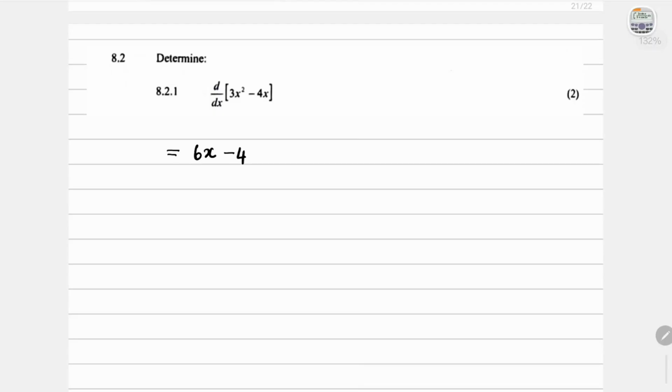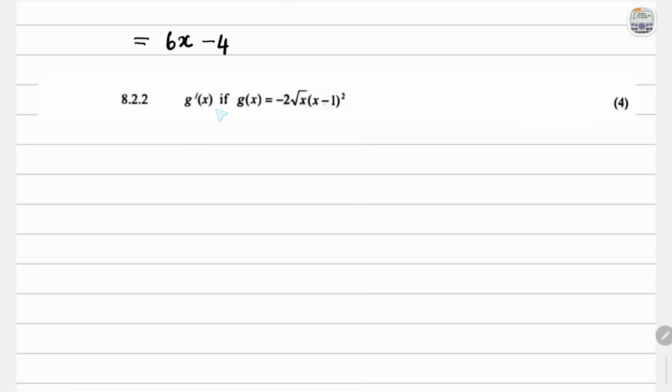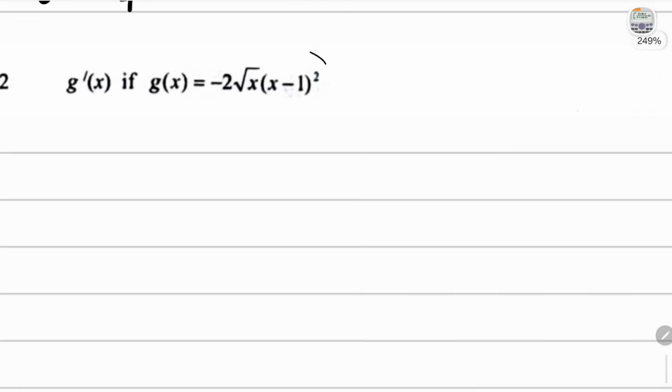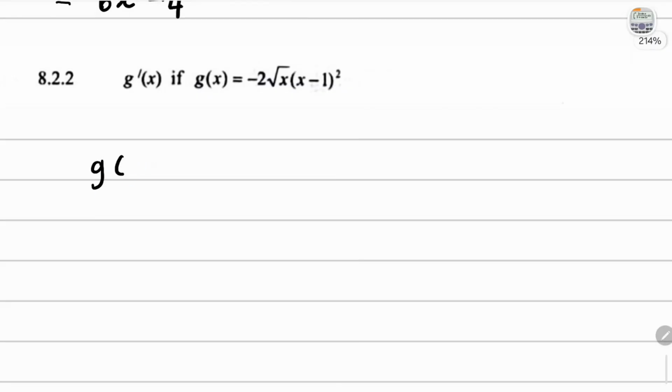Moving on to the next question. The next question, 8.2.2, says we have to find g prime of x if g of x is equal to this. So do you see now this one, it still needs some working on before we can actually derive it. The problems here are that we have a surd, and we also have this being squared. You have to actually distribute them because I'm not just going to derive like that.